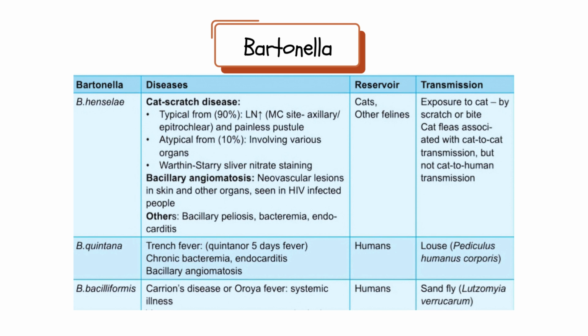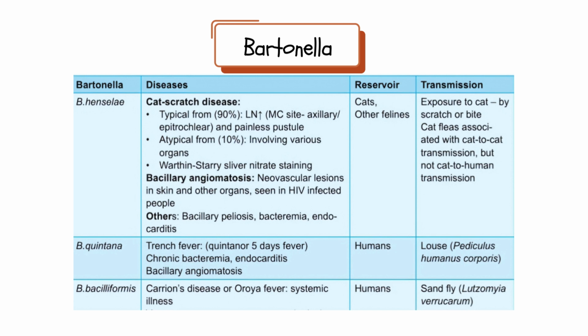Cat scratch disease: the typical form presents with lymph node enlargement. The most common sites are axillary and epitrochlear, and there are painless pustules. An atypical form of cat scratch disease can involve other organs as well. The staining we use for that is Warthin-Starry silver nitrate staining, for Bartonella henselae. Then bacillary angiomatosis is another disease caused by that.